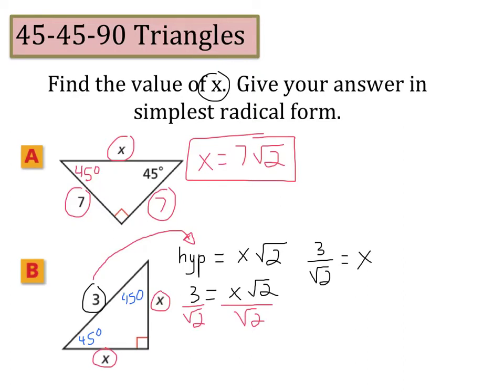We can't have a radical in the denominator, so multiply both the numerator and the denominator by the square root of 2. When we do that, we're left with 3 square roots of 2 divided by, now I'll multiply these together, which would be the square root of 4, or just 2.